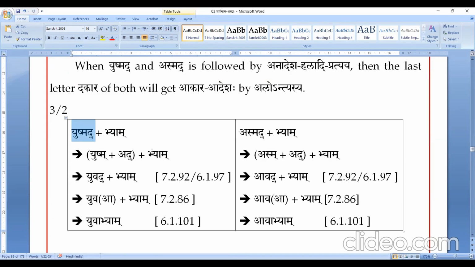Yushmadasmadoho anadeshe, then by 7.2.92, yuvavau dvivachane, we are doing dvivachana. By this sutra, the yushmad shabda up to ma gets yuva adesha, and the asmad shabda up to ma gets ava adesha. Yuvavau dvivachane, so in all dvivachana you will see this adesha comes.